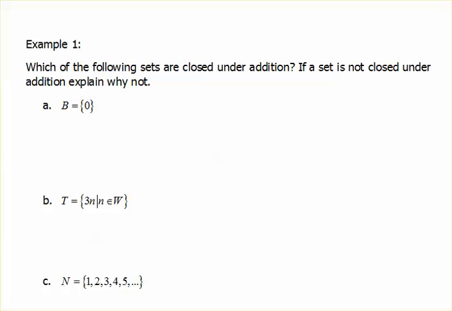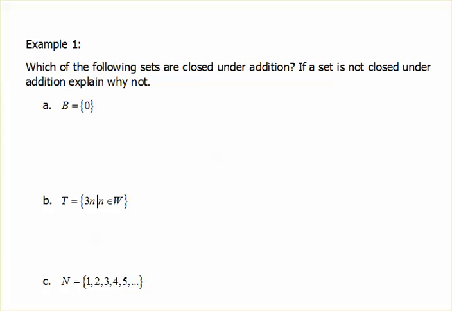And remember, a closed set is something that if you take any two items in the set and you add them together, because this is under addition, that you get an answer that is in the set. So you have to understand that idea before we can start working on this. Now the second part of this says if a set is not closed under addition, explain why not.